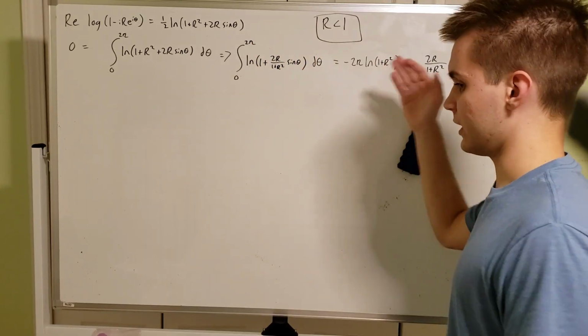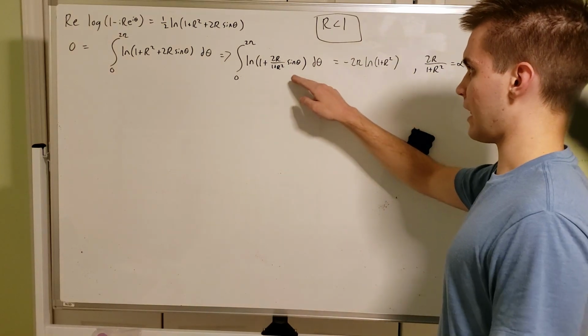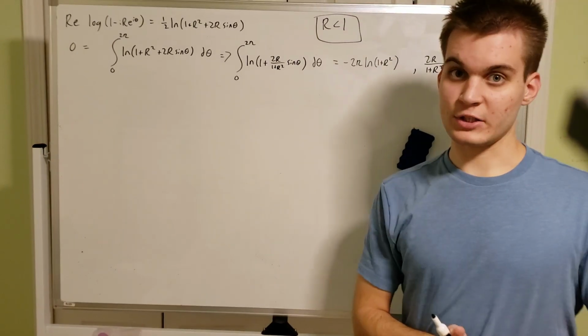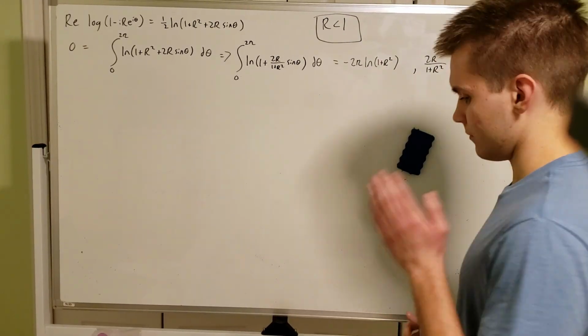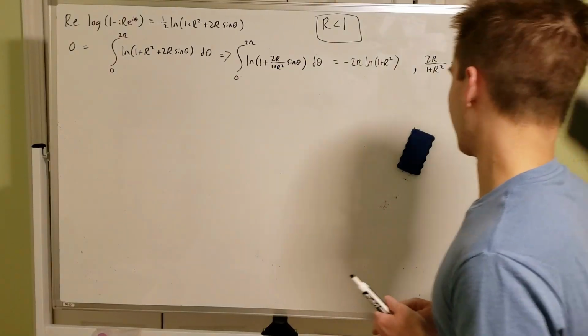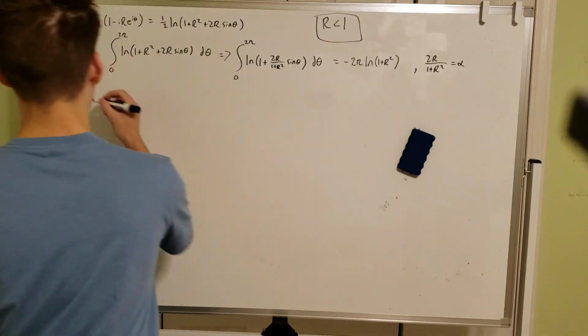We have a formula for it in terms of r. So we turn this integral in terms of alpha, but that means we also have to transform the result from r to alpha. So that means we have to solve for r, which is actually simple.